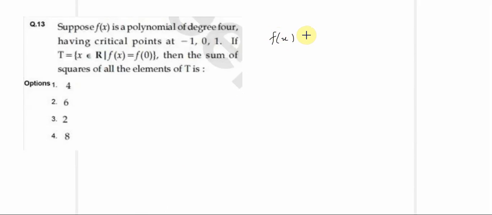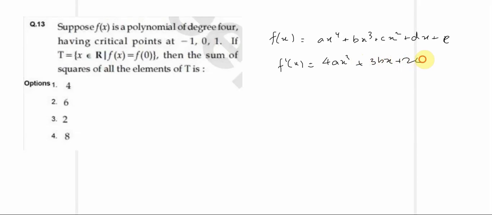they say it's a 4th degree polynomial, so we have it of the form ax^4 plus bx^3 plus cx square plus dx plus e. So now we know f prime x, the derivative of f of x, will be a degree 3 polynomial. Okay, we see that it's a degree 3 polynomial.